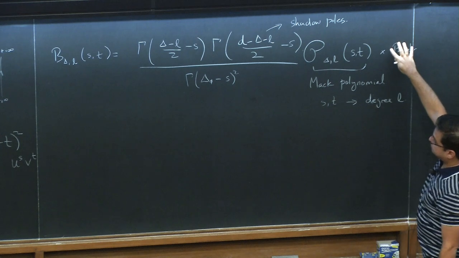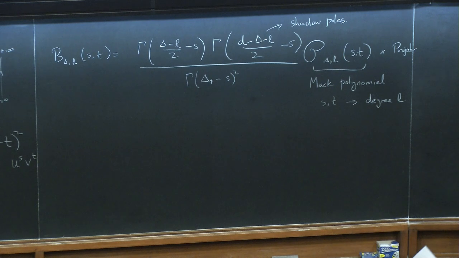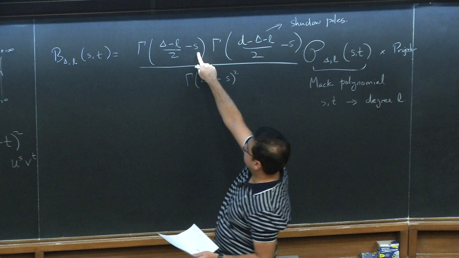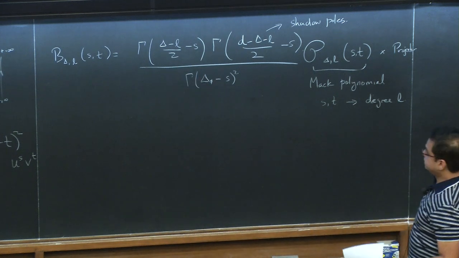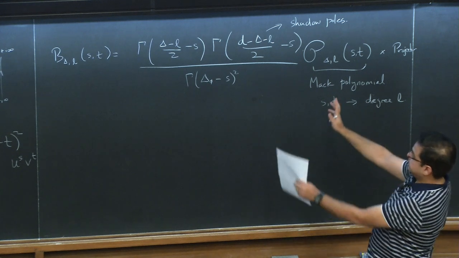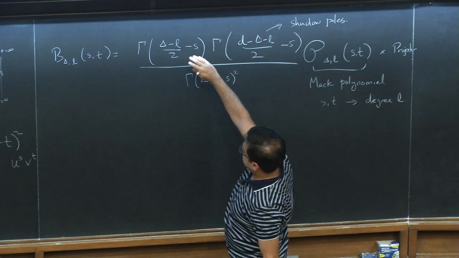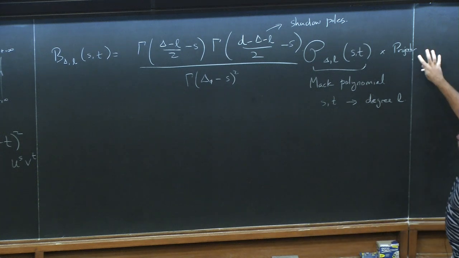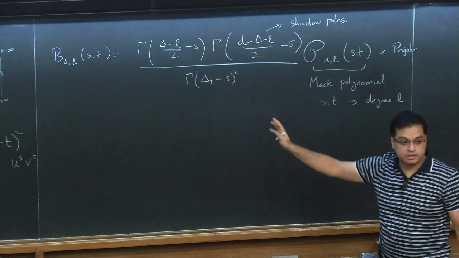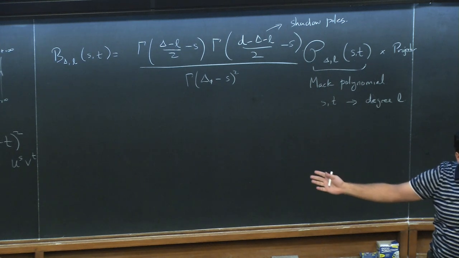So for example, you could have a trigonometric function, like a sine function, which will get rid of these poles without changing the residue at s equals delta minus l by 2 plus n. So this is what it is. Now, one thing that I should point out is that the only poles that are there come from this factor. And you could add additional factors to this, which will leave the residue unchanged, and also the location of the poles unchanged.